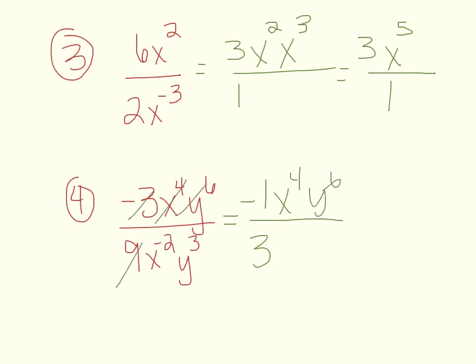I already got rid of that. My x to the second needs to move up because it's negative. My y to the third is staying in my denominator. Now, once you've gotten rid of all the negative exponents, you're either going to multiply or divide.